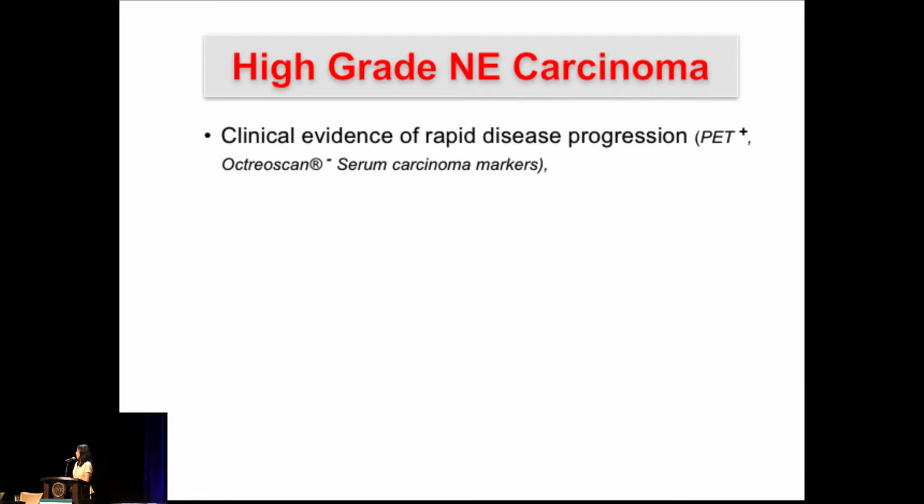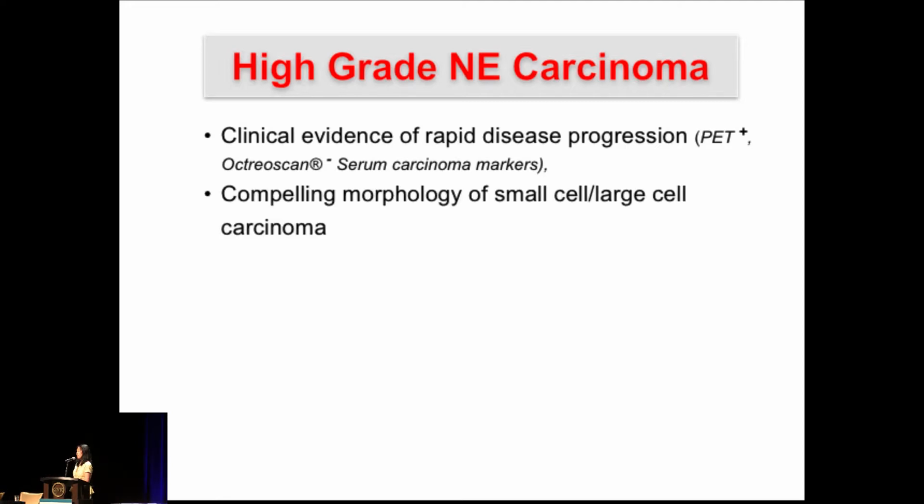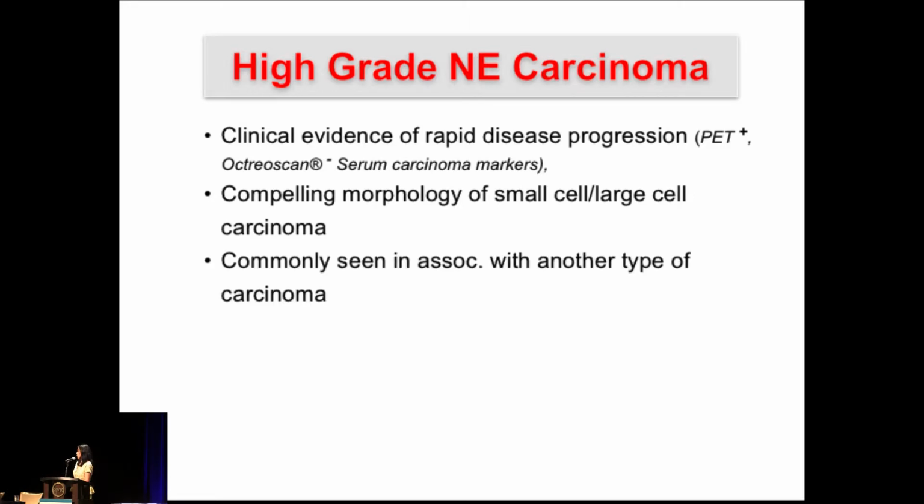In addition, PET scan usually is positive, octreotide scan is usually negative or focally positive, and other biomarkers can also be elevated, such as CA 19.9, CA 125. And morphologically, as indicated earlier, we have some clues. They represent either small cell or large cell type neuroendocrine tumor. And they can commonly be seen in association with another type of carcinoma, such as adenocarcinoma or squamous cell carcinoma.